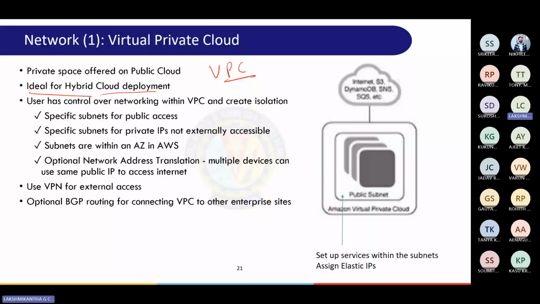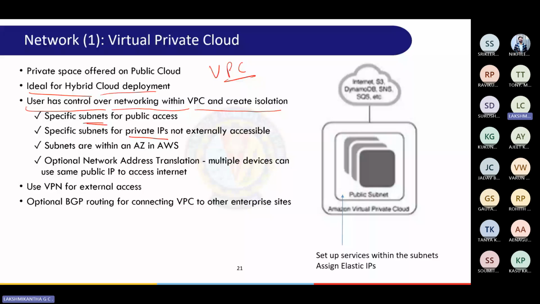And the second point, user control and isolation. Look at here. The user has control over the network within the VPC and can create isolation. So you have complete control over the networking within your VPC. This allows you to create isolation between different application components. And next we are talking about subnets. Maybe you have heard about subnets. The VPC is divided into subnets, which are ranges of IP addresses. Under that, what do we have, guys? We can have public subnets and private subnets.